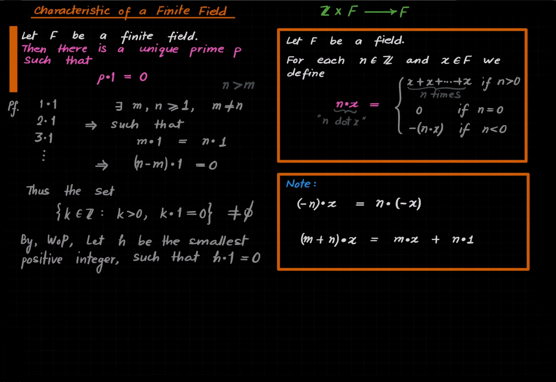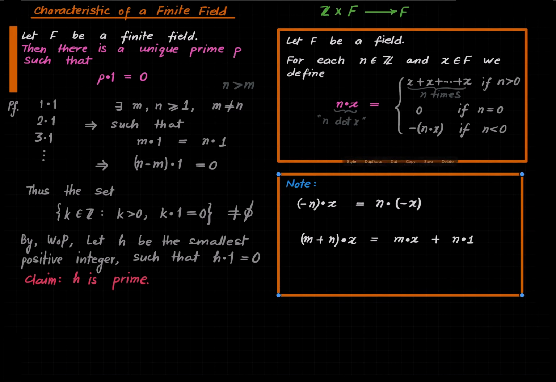We claim that it is a prime. And in the proof of this claim, I want you to do this exercise: m times n dot x equals m dot x times n dot x. This dot is our scaling dot. Here it is your usual multiplication of integers, and here the multiplication is happening in the field. And this is for all integers m and n, but it should be very clear for positive integers immediately.